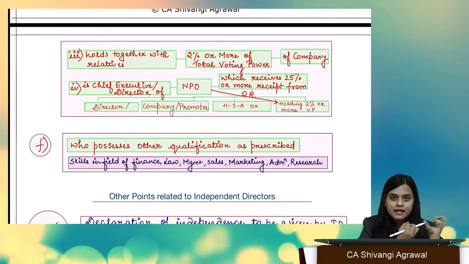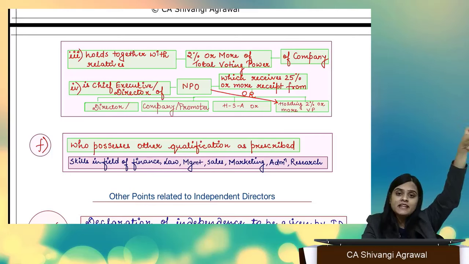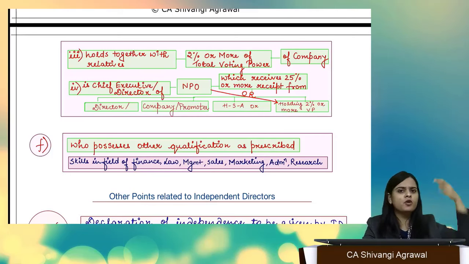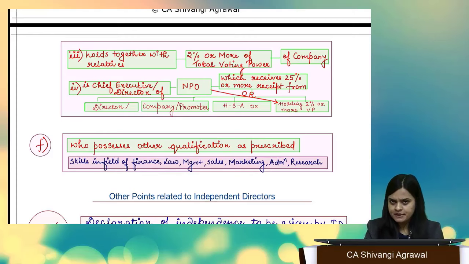You with your relative should not hold more than 2% of the voting power of the company. You or your relative should not be a director or executive of such an NPO which is getting 25% or more of its receipts from CHSA, or the director or promoter of the company, or which holds 2% or more voting power.